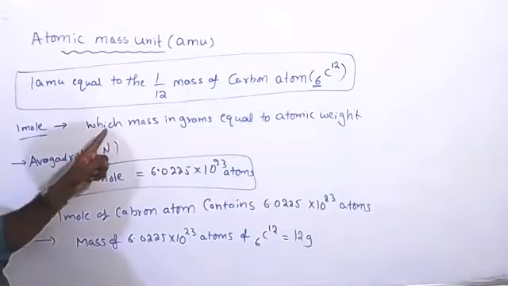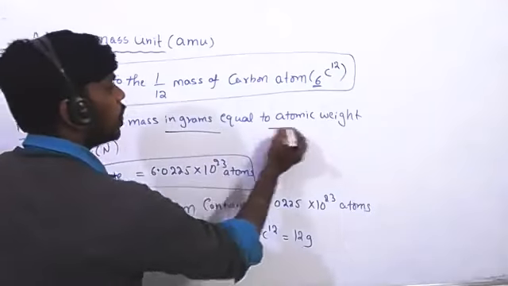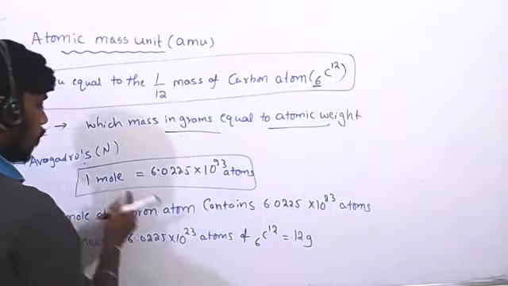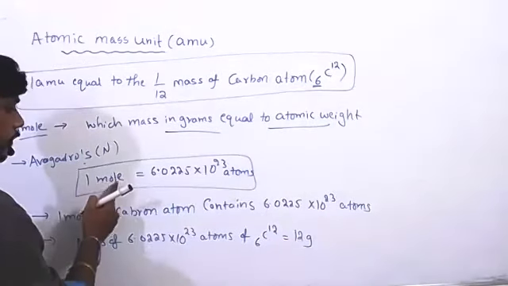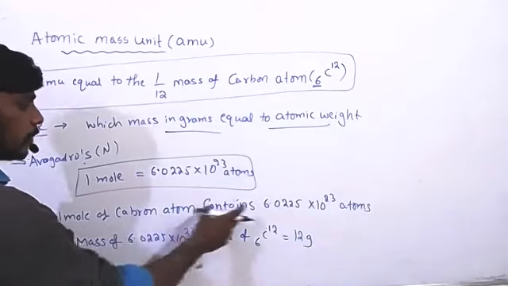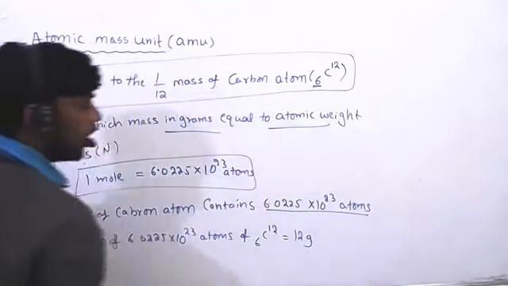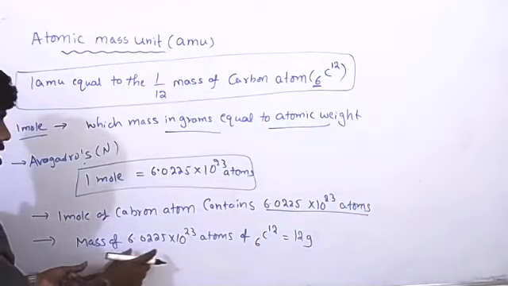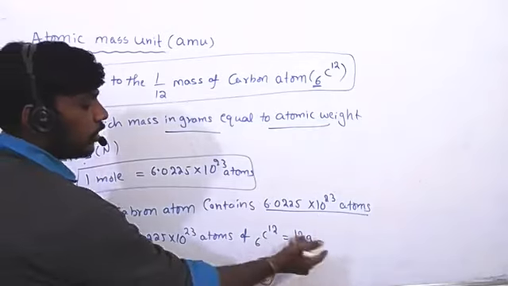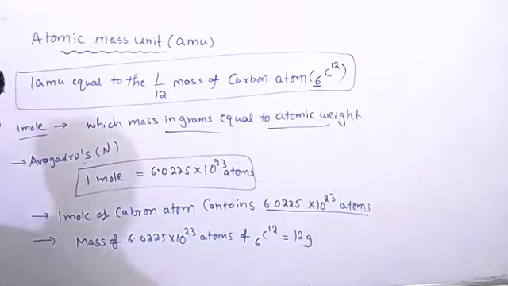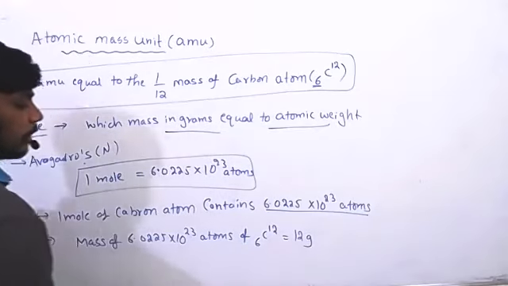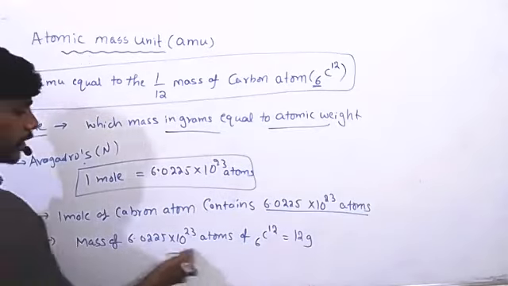Mass in grams equal to atomic weight. So atomic weight is 12, so 12 grams. One more thing: according to him, in 1 mole, this many atoms will be there. So in 1 mole of carbon atom, the mass of all these atoms is equal to 12 grams. The mass of these many atoms is equal to 12 grams. These atoms are carbon atoms.